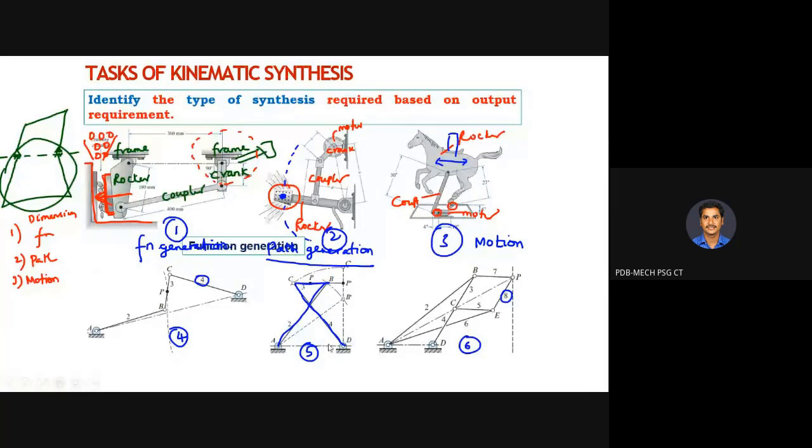Okay. I think now it is very clear what we mean by function generation, path generation, and motion generation. Okay, any doubts in this? No, sir.